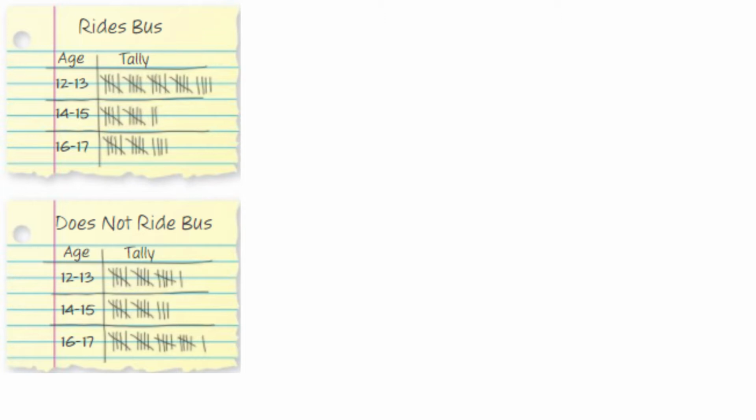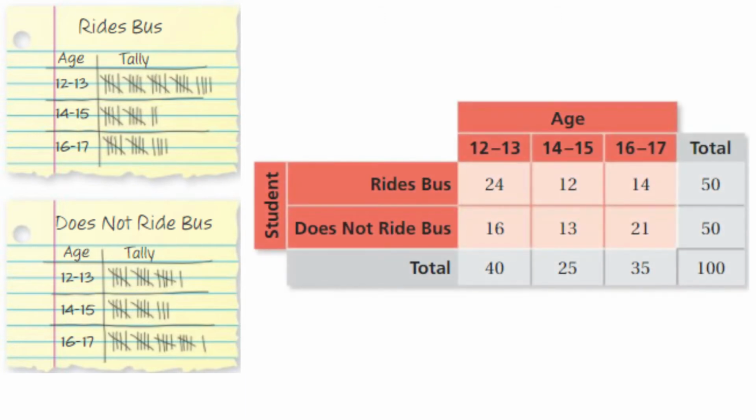All right, let's go ahead and go over the answer. So this should be the table that you created for these two tally sheets. As you can see, for age, we have the 3 separate categories. For students, we have rides bus, does not ride the bus. And we have the marginal frequencies. 50 students rode the bus, 50 did not. We had 40 12 to 13-year-olds, 25 14 to 15-year-olds, 35 16 to 17-year-olds. And overall, we had 100 students surveyed.